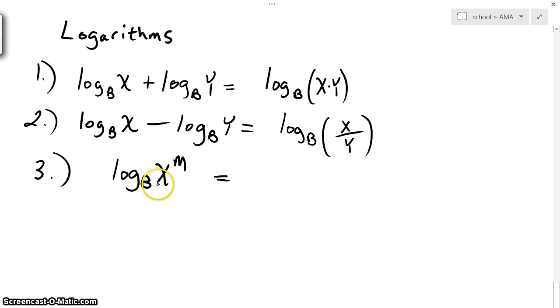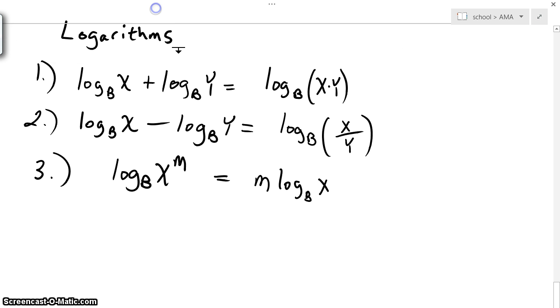Finally, if we have log base b of x to the m, we can take that exponent that x is raised to and bring it down in front. And here they are, the three basic guidelines and properties of logarithms.